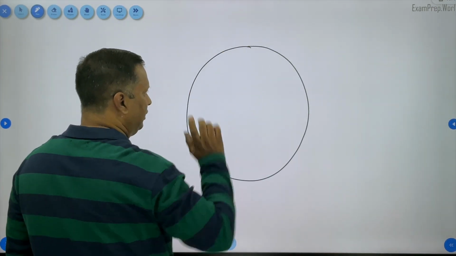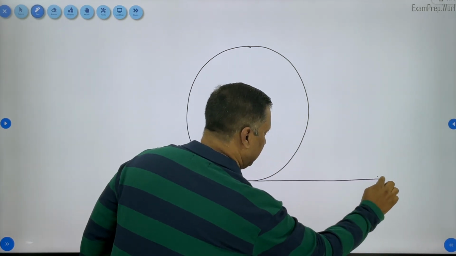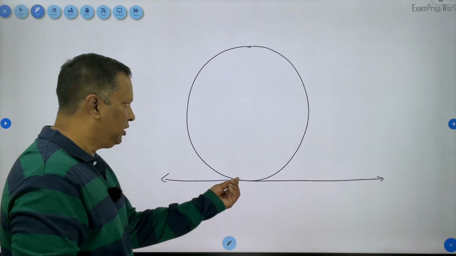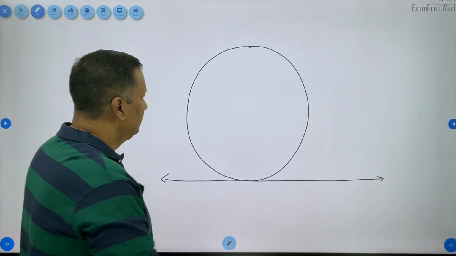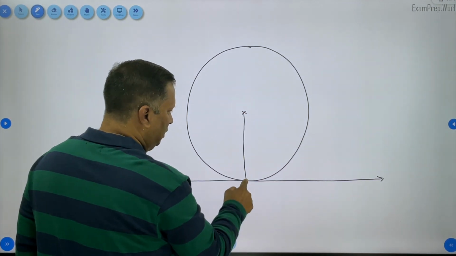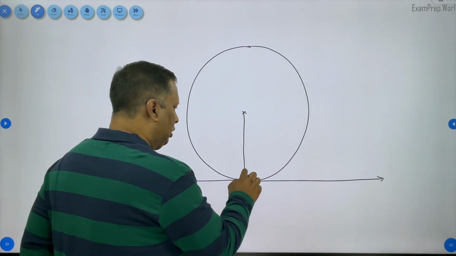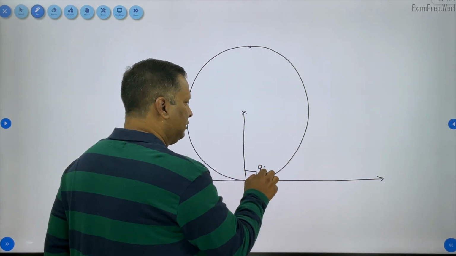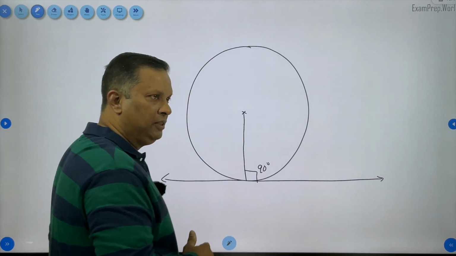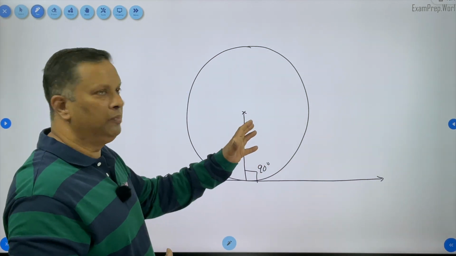We have a circle here, and let me draw a tangent. This line is called a tangent, which touches the circle at only one point. Now, if you have a radius which is touching the tangent, remember, this always makes 90 degrees. The tangent makes 90 degrees with the radius at the point of contact, wherever the tangent may be.